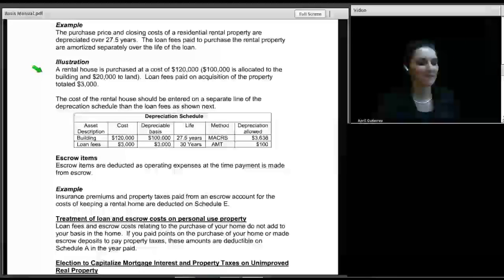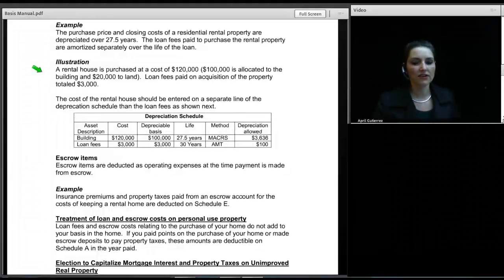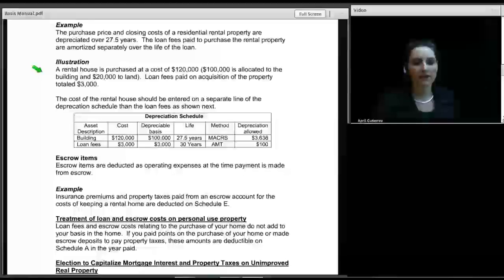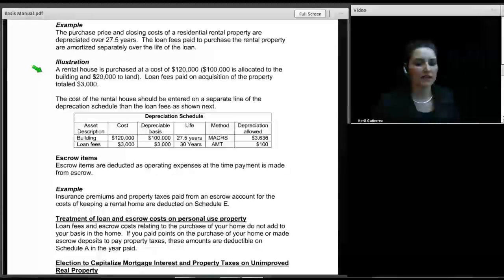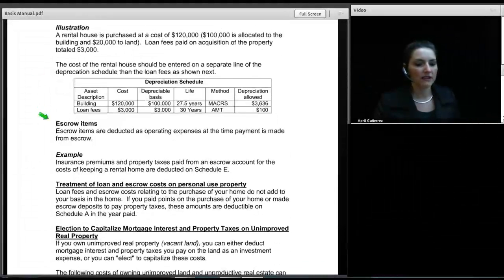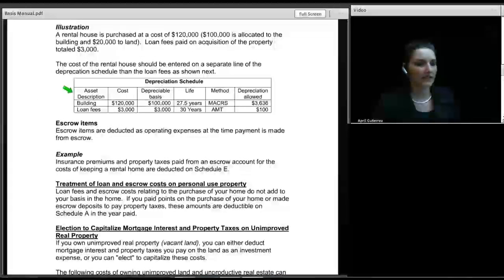Here's an illustration. A rental house is purchased at a cost of $120,000. $100,000 is allocated to the building and $20,000 to the land. Loan fees paid on acquisition of the property totaled $3,000. So we look at the depreciation schedule here, and we have the asset description, we have the building and the loan fees, and we have the cost paid for each piece of property. $120,000 for the building and $3,000 for the loan fees.